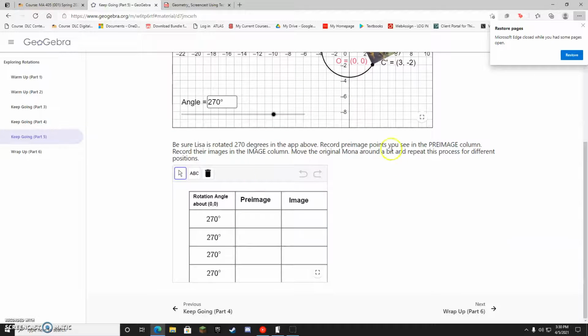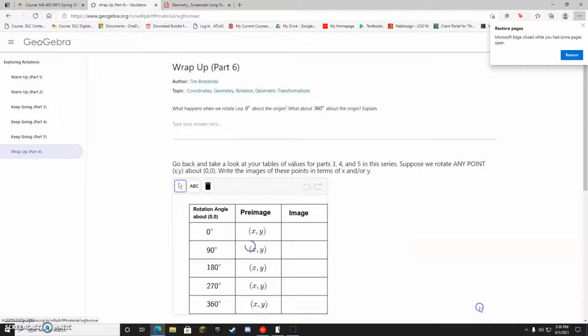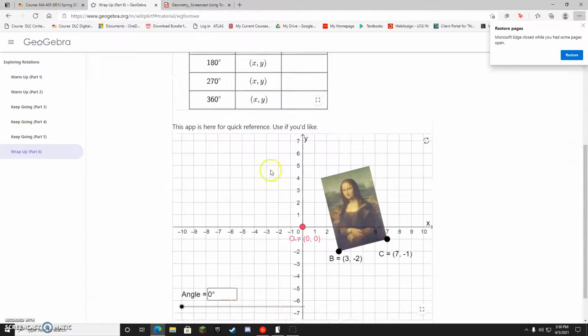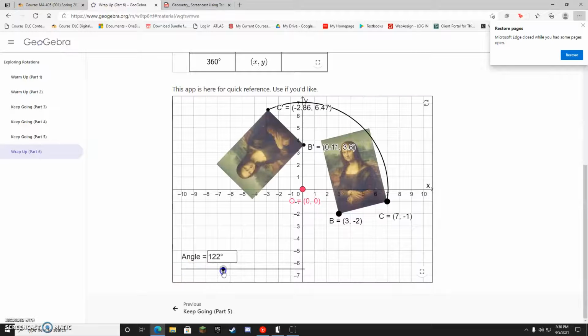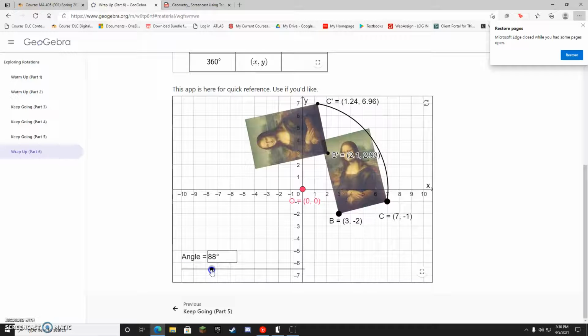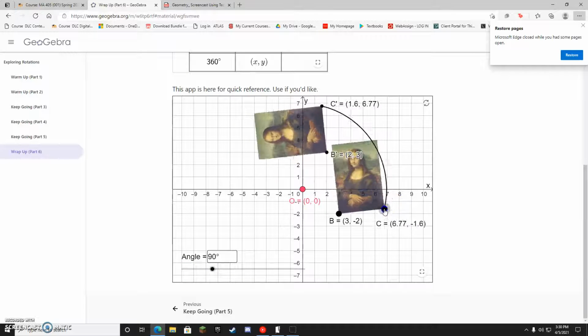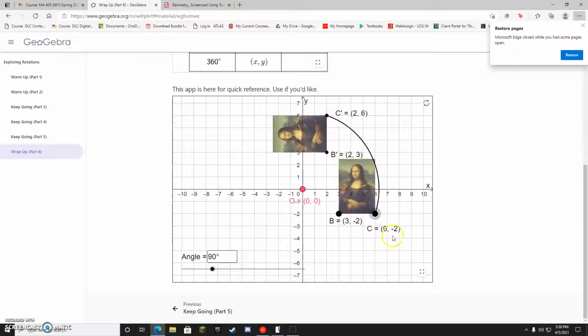and record it. And the reason we're recording all these points is because when we go to wrap up, you're finding a rule. So let's start with 90. So when you go to 90, right, you have 3, -2, 6, -2. So what you want to do is look at B and see what B prime is. So B is 3, -2. B prime is 2, 3. So as you can see, the X and Y are flipped.